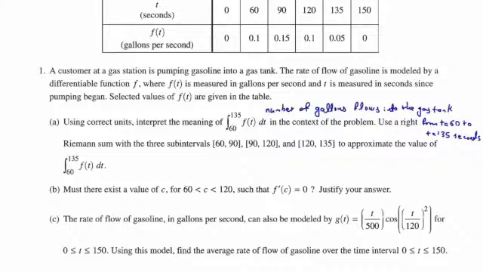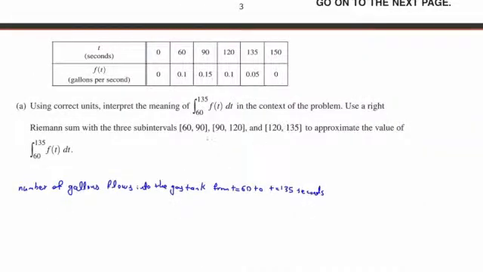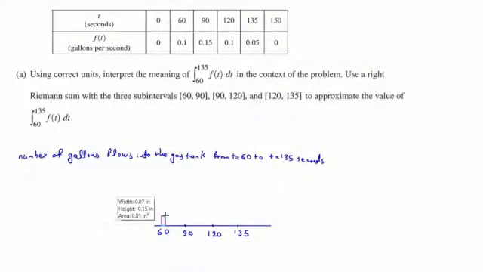So let's solve on a new page. Okay, now we want to calculate these parts, 60 to 90. If I draw the diagram, from 60, the first interval is 60 to 90, the next one 90 to 120, and the last one 120 to 135. Because we want to use a right Riemann sum, we calculate this part.